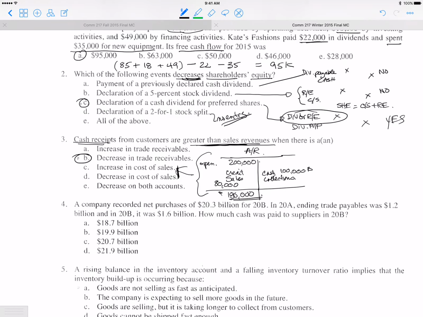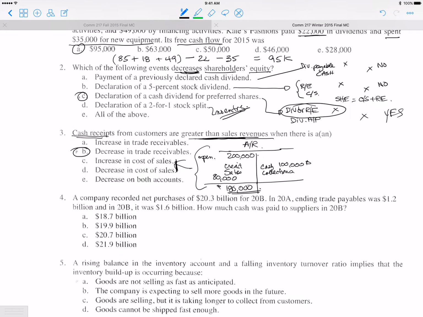Okay, so 4, we're asked to do more or less the same thing, but with trade payables. They're asking us how much cash was paid to suppliers in 20B. So the easiest way to go about this is to use T accounts and to remember what goes on in an accounts payable account, which is a liability. So we have debits and credits. Any debits to an accounts payable is a payment to suppliers. Any credits to accounts payable are purchases.